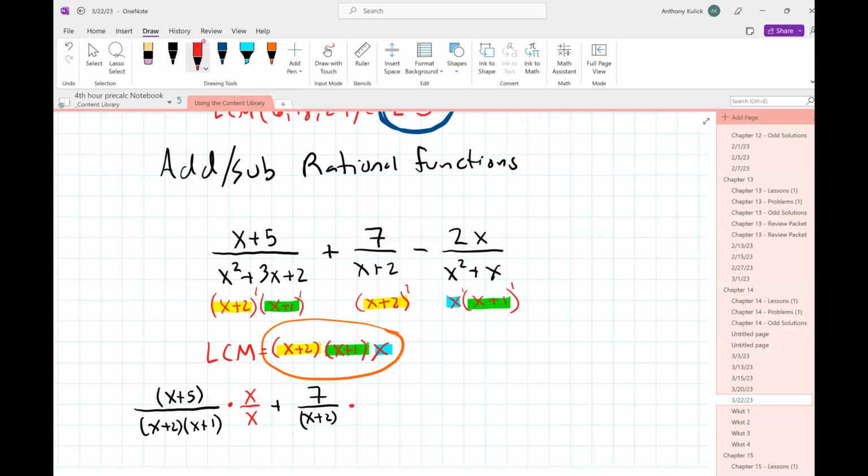Okay. What do I need to multiply 7 over x plus 2 by to get that least common multiple? x plus 1 and x. So I'll write it that way. Is everybody okay there? And what do we need to multiply 2x over x times x plus 1 by to get that least common multiple? x plus 2.